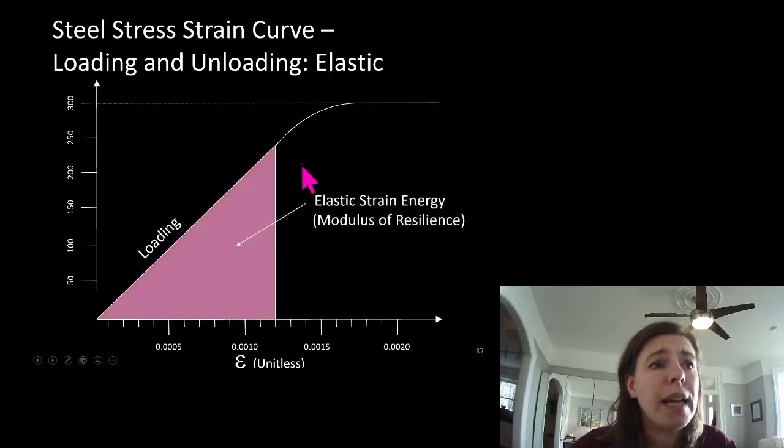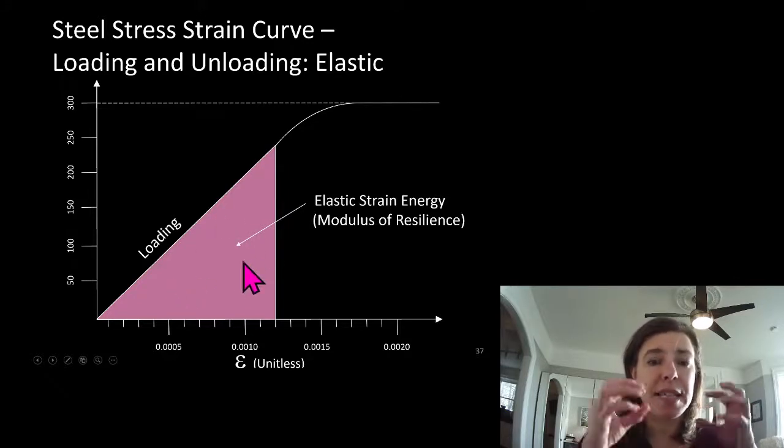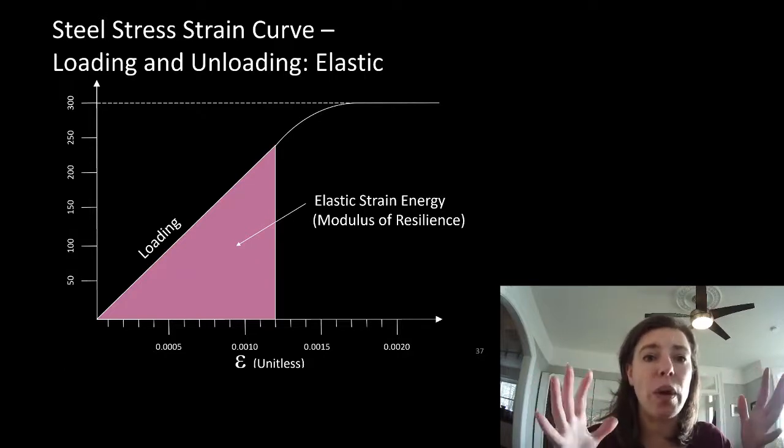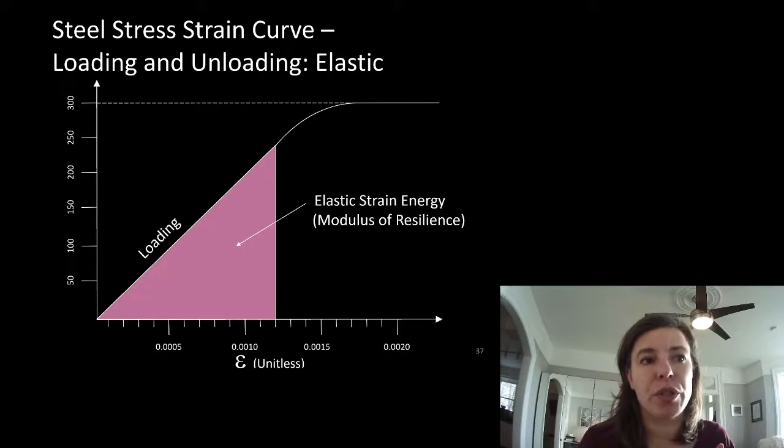If we load it, that right there is our elastic strain energy, or the potential energy that's held in the object so that when we let go or release that load, it will revert back to its original shape. So for that period of time, it's holding some energy. There's some potential energy there, and when we unload it, it reverts back to its original shape.